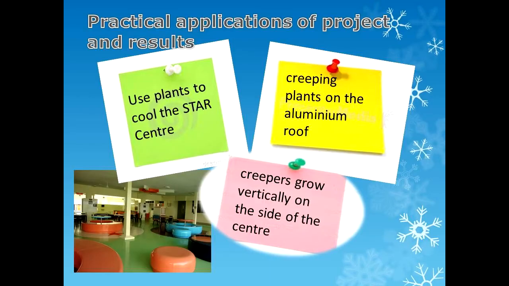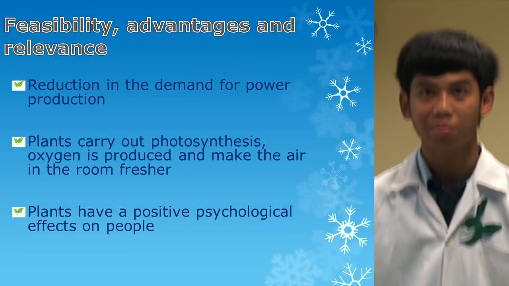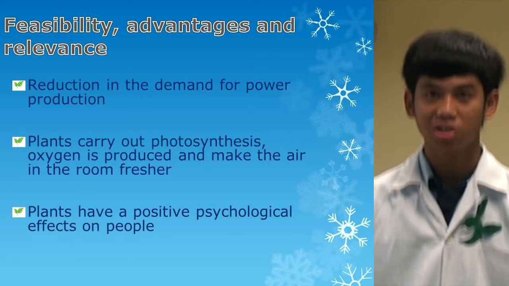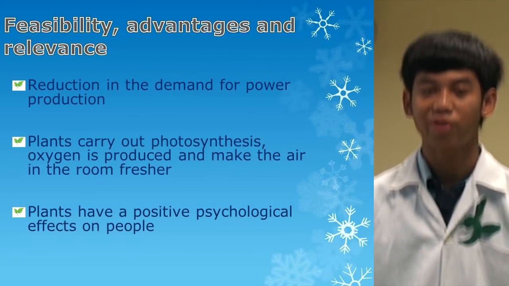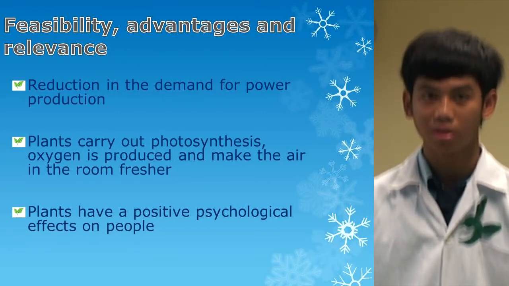We will be proposing to the school to use plants to cool the Star Center. We would like to put creeping plants on the aluminum roof of the center and creepers to grow vertically on the side of the center that is without any wall. The advantages are the reduction in the demand for power production. Plants carry out photosynthesis, oxygen is produced and makes the air in the room fresher. Plants have a positive psychological effect on people.